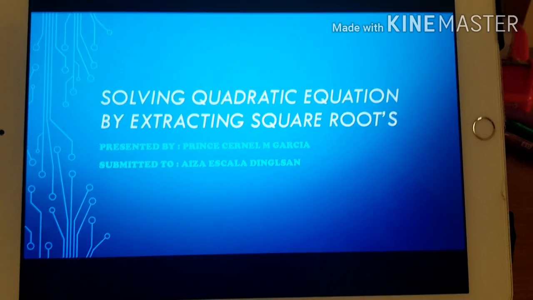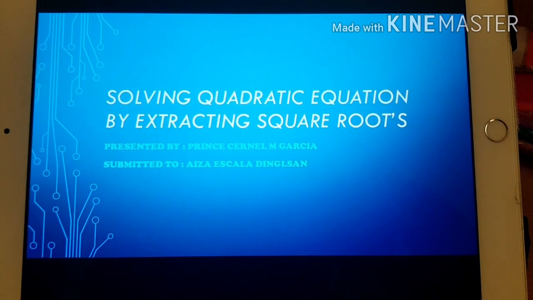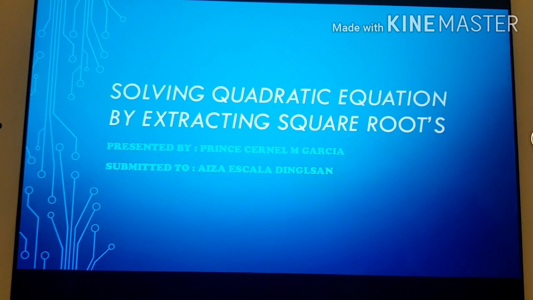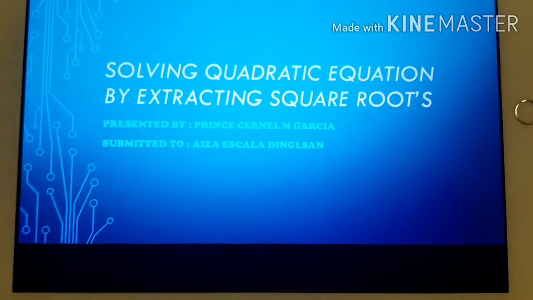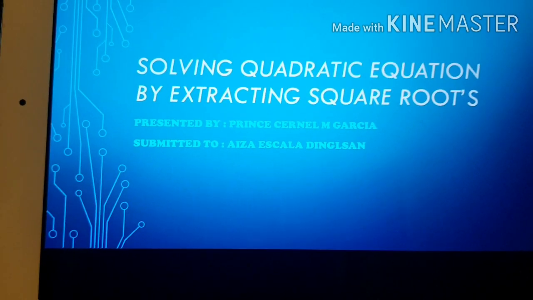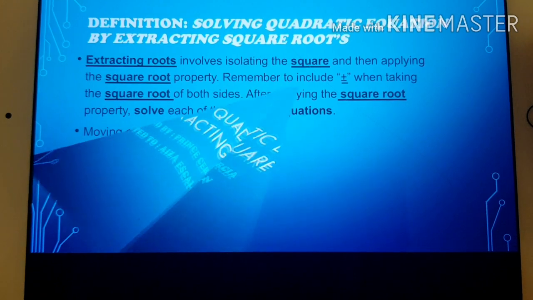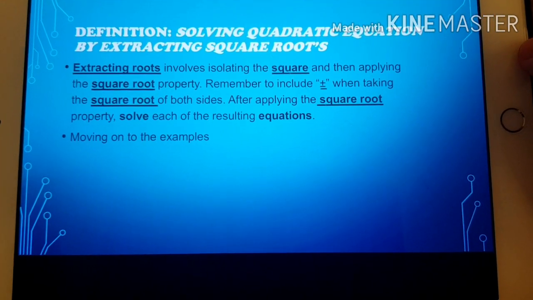Before we start, when you hear "solving quadratic equation by extracting square roots," what pops out of your head? Okay, now I'll be teaching you what it is all about. The definition of solving quadratic equation by extracting the square roots.